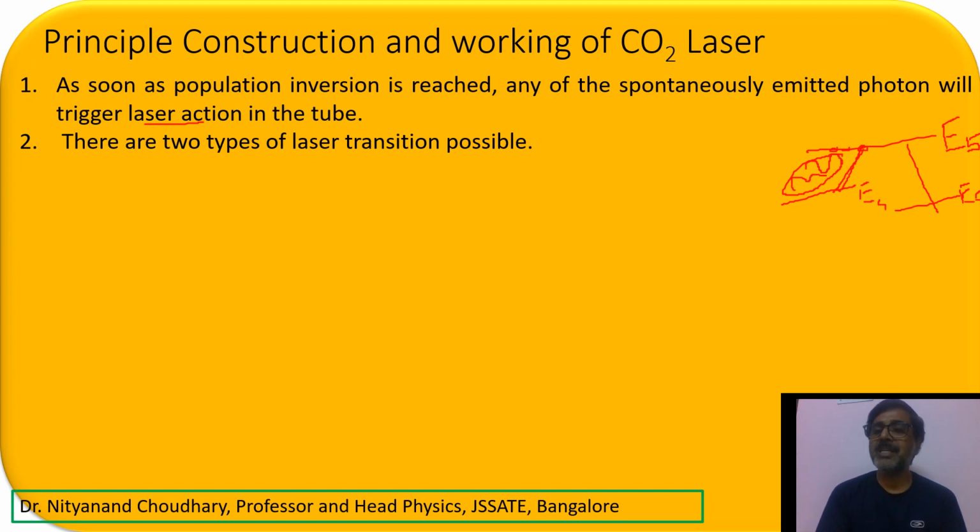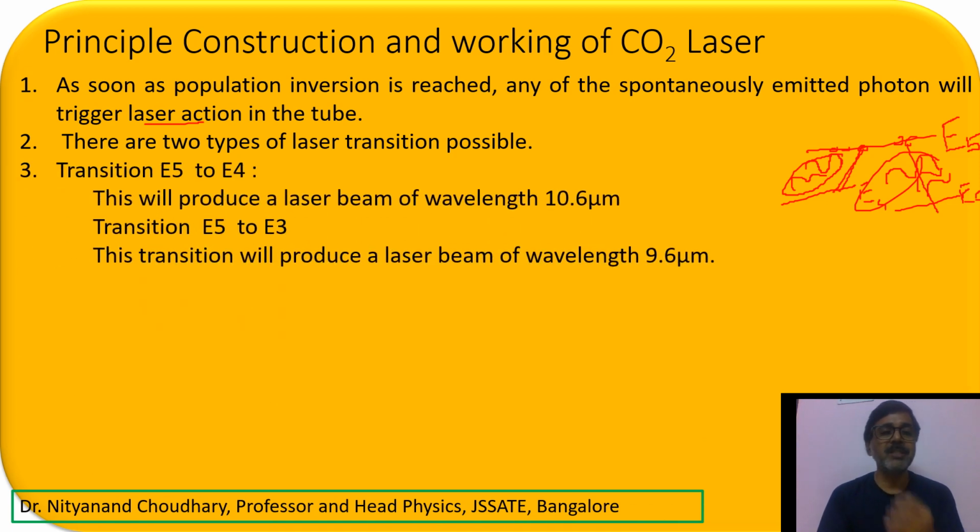Similarly, if there is spontaneous emission between E5 and E3, then another spontaneously emitted photon is released, and this photon is going to stimulate other atoms. So again we are getting the stimulated emitted energy between E5 and E3. So there are two types of laser transition possible, one between E5 and E4 and another between E5 and E3. This is what I have written.